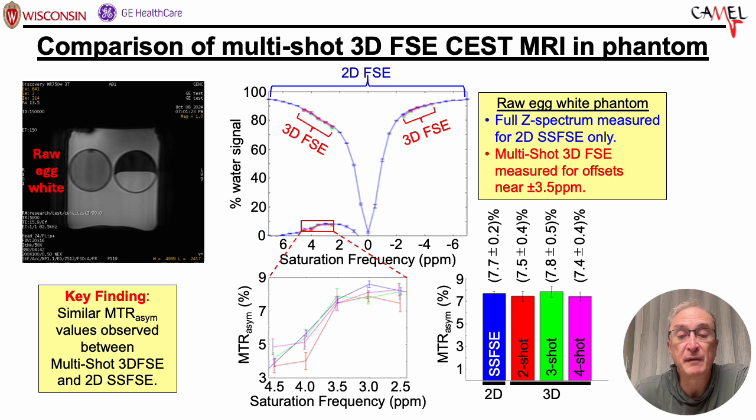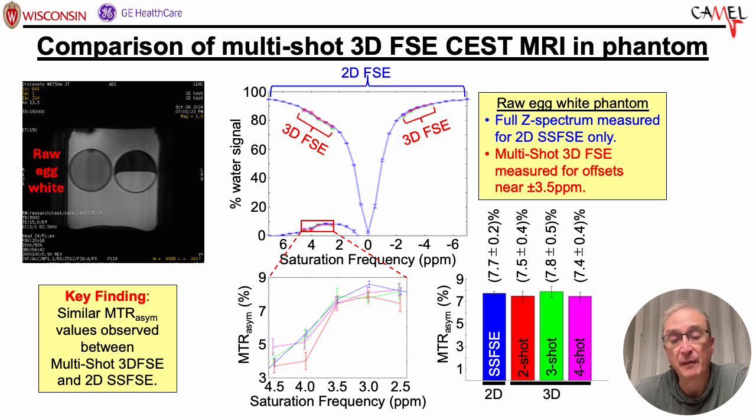Now the 3D FSE was only taken around 3.5 and minus 3.5 ppm, a series of points around those ideal frequencies. Then we subtracted the left side from the right side. That's known as the MTR signal. And while that's plotted in the upper graph, it's also highlighted in the lower graph so that you can see we're getting good CEST at about 7 to 8%.